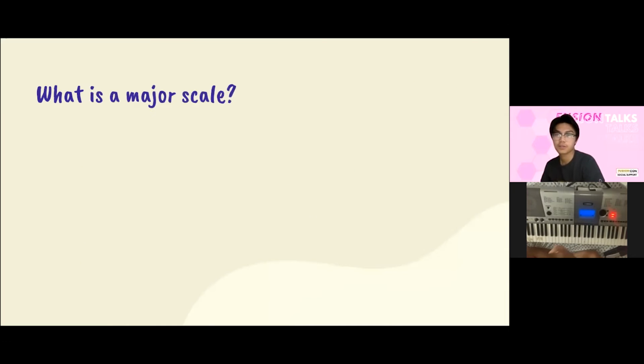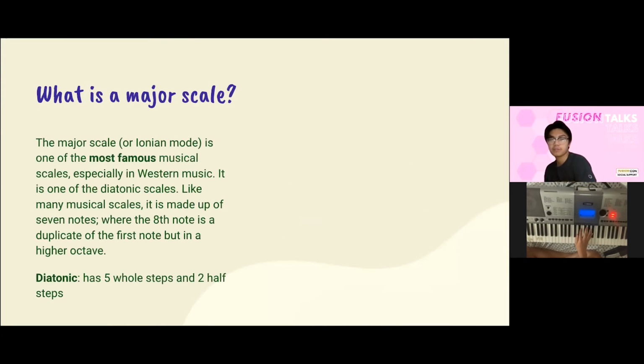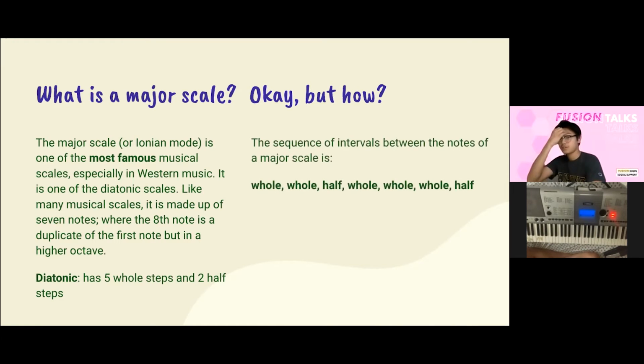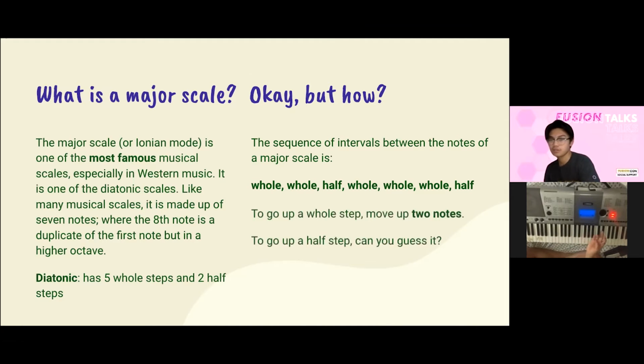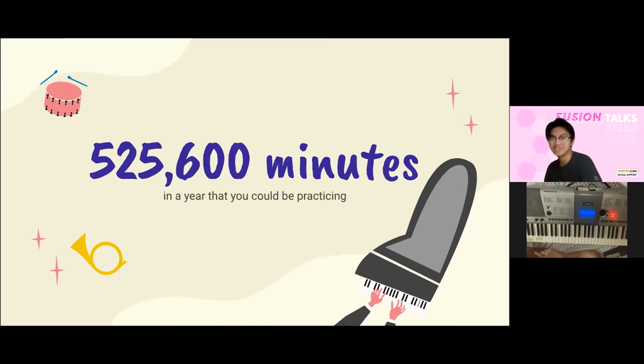So what is a major scale? A major scale is one of the most famous music scales, especially in Western or pop music. It is a diatonic scale, and a diatonic scale means that it consists of 5 whole steps and 2 half steps. Okay, but how? The sequence of intervals between the notes of a major scale is whole, whole, half, whole, whole, whole, half. What this means is to go up a whole step, you move up 2 notes, and to go up a half step, can you guess? Yes, correct. It's only 1 note.